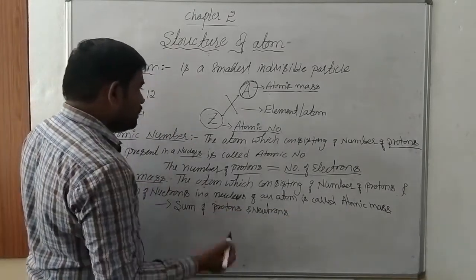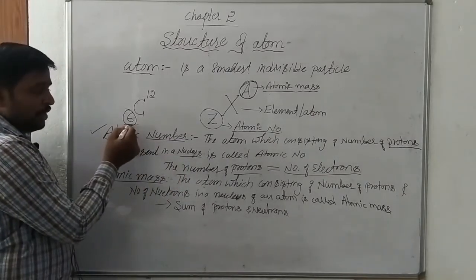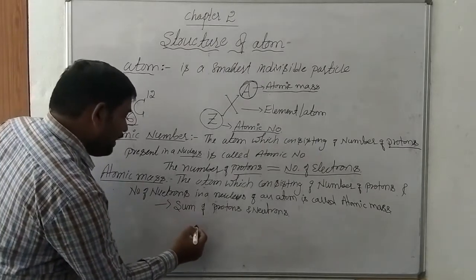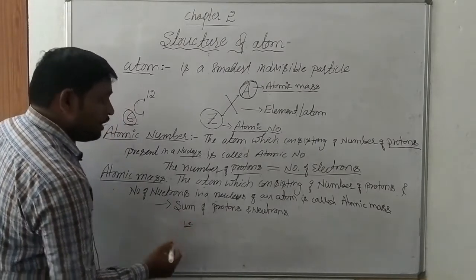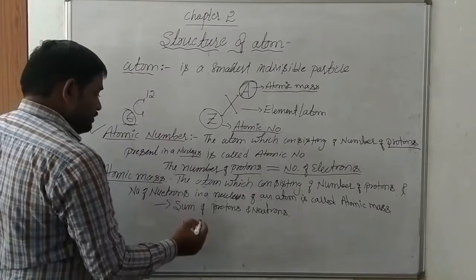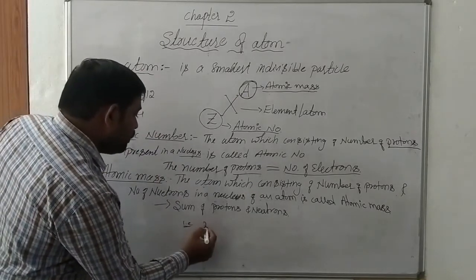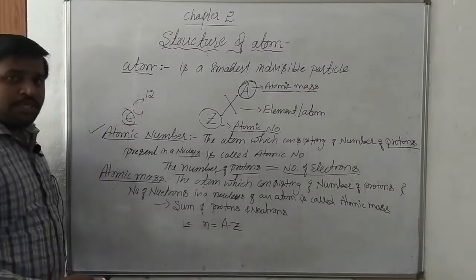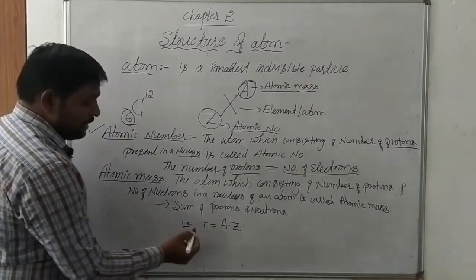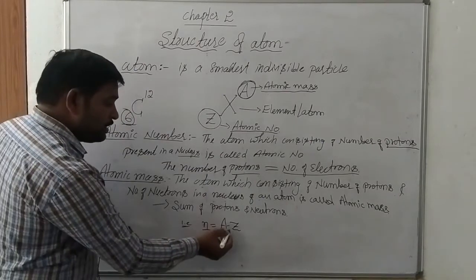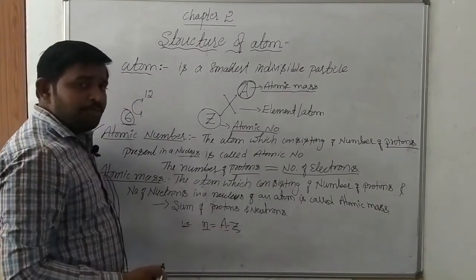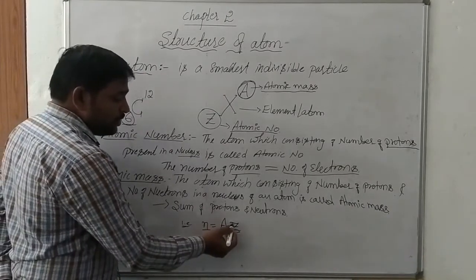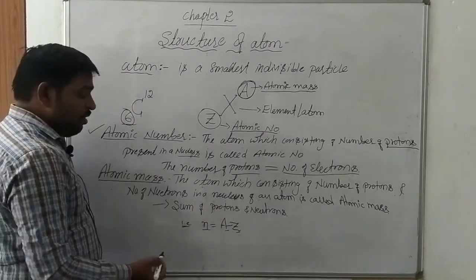The sum of protons and neutrons is the atomic mass. How do you calculate the neutrons? The number of neutrons can be calculated as: neutrons equals A minus Z. Here N is neutrons, A is atomic mass, and Z is atomic number. So the difference between the atomic mass and the atomic number gives the neutrons.